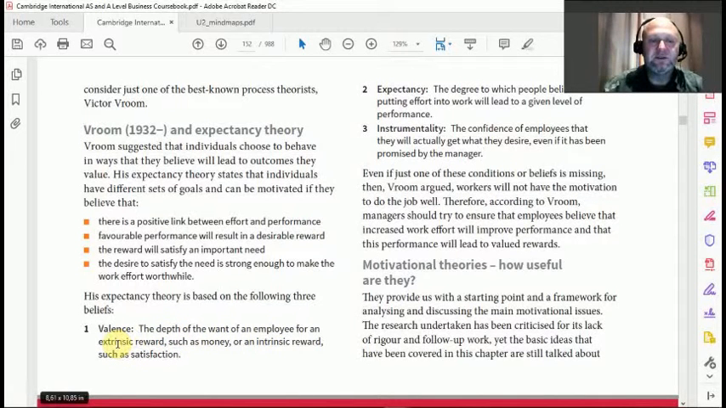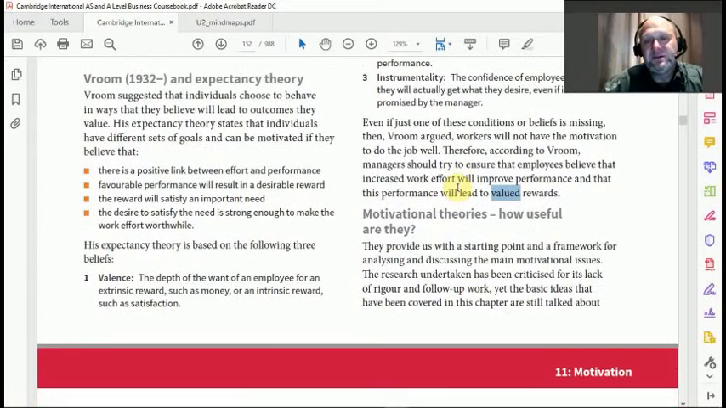That is, not the job itself, but the things around the job, such as money, or an intrinsic reward, which is basically just job satisfaction. I enjoy or like what I do. So if any of these conditions or beliefs is missing, Vroom argued that workers will not have the motivation to do the job well. Therefore, according to Vroom, managers should try to ensure that employees believe that the increased work effort will improve performance, and the performance will lead to valued rewards, and valued is the important factor there.